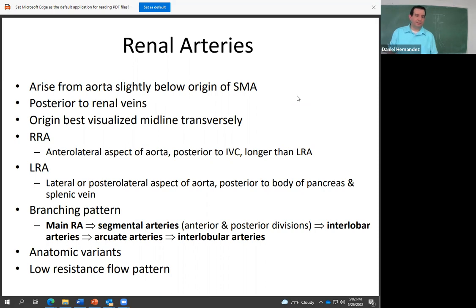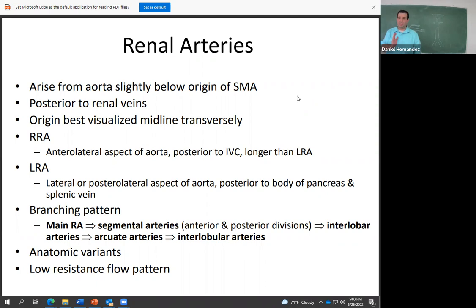All right, renal arteries. So renal arteries are going to arise from the aorta slightly below the origin of the SMA. So it's typically about 2 centimeters below the level of the SMA where the renal arteries come off. So when we're in sagittal view, trying to visualize the aorta, we can't really see the renal arteries coming off in our true sagittal view when we're kind of midline, because those renal arteries are coming off to either side.